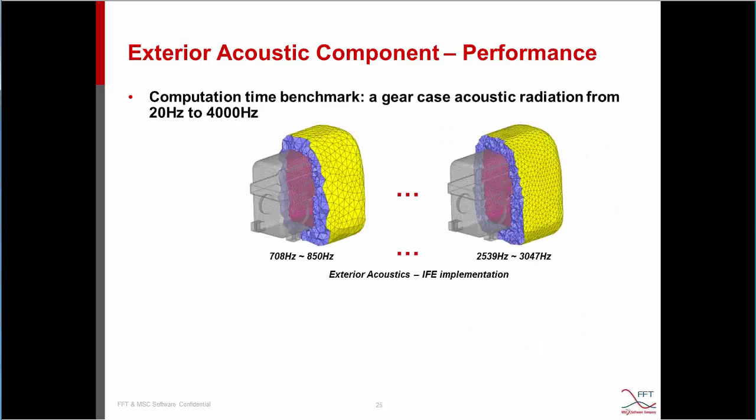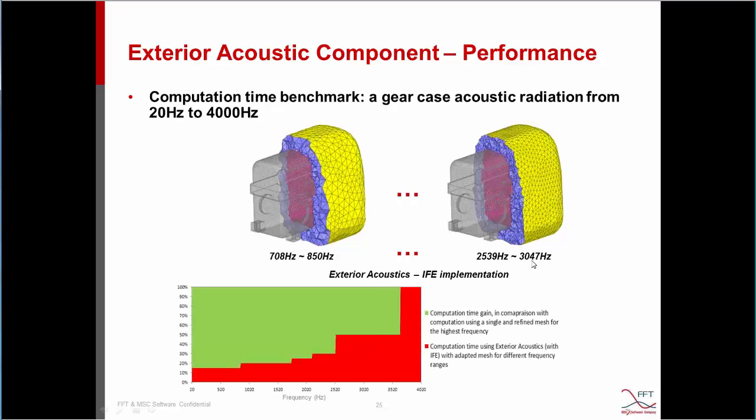So, as I told you previously, the main advantage of using adaptivity is the performance. To demonstrate that, I did a computation time benchmark on this gear case acoustic radiation model. So we want to compute the acoustic radiation of this model from 20 Hz to 4000 Hz. You can see that the mesh is created in an adaptive way, and then we can compare the timings with a calculation that is run the traditional way. If the calculation is run the traditional way, we build only one mesh that is designed for the highest frequency.